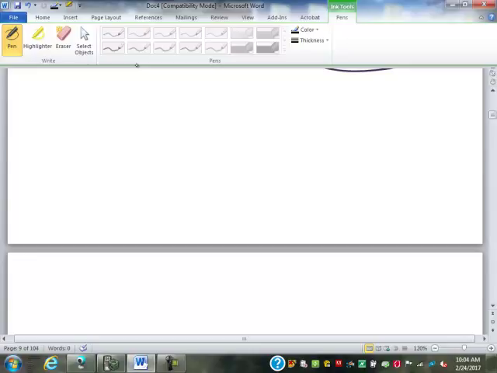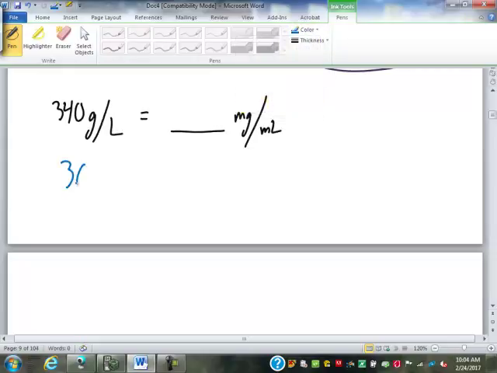So now next, let's say we have one in metric units. So we might have 340 grams per liter, and I want to know what that is in milligrams per milliliter. So, hopefully I don't change my numbers, 340 grams per liter is 340 grams over 1 liter. And I want to convert that; I need milligrams on top and liters on bottom.